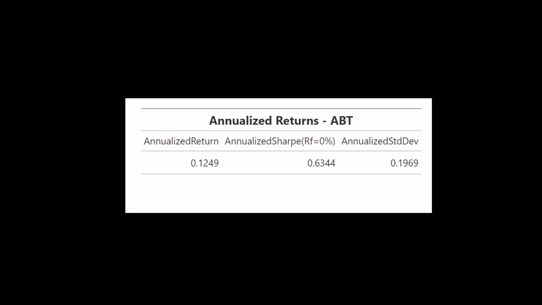This plot displays the annualized return, the annualized Sharpe ratio, and the annualized standard deviation for the ABT asset. The annualized return is a measure of the investment's return over a 1-year period. The annualized Sharpe ratio shows the excess return per unit of risk, and the annualized standard deviation quantifies the volatility of the asset over the year.